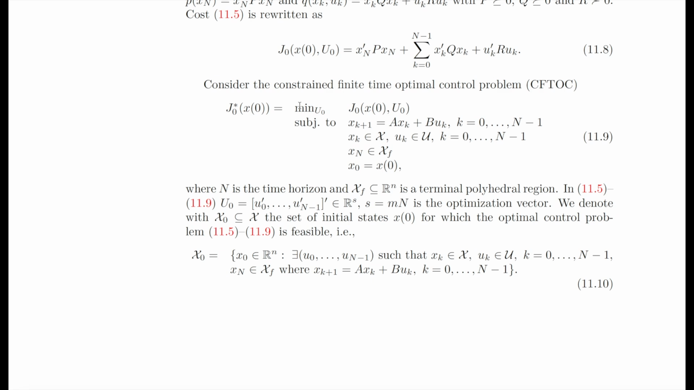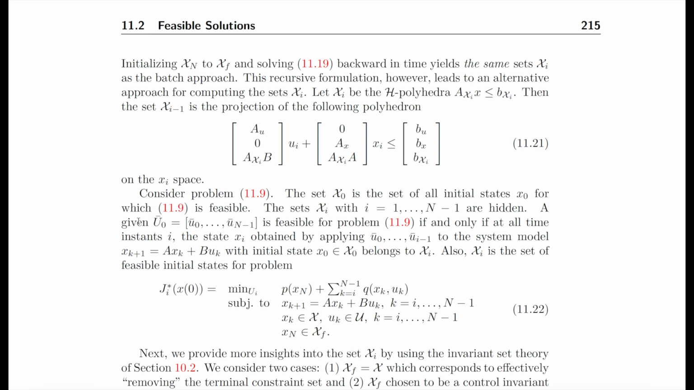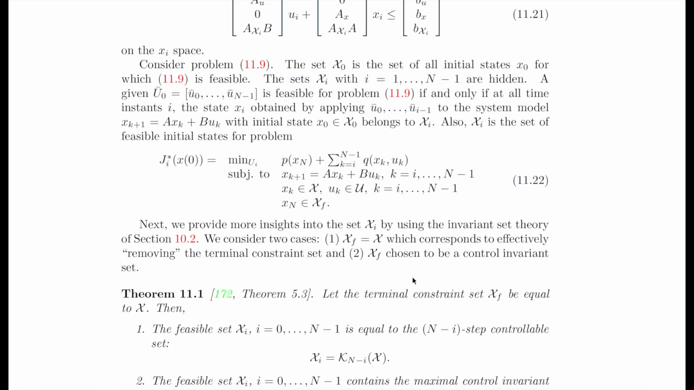So returning to the initial problem, we want to find the input U0 that minimizes this function with these constraints on the state, on the input, and on the terminal state. A given U0 is feasible for this problem if and only if at all times the states that we obtain by applying these control sequences with this system model are feasible in X_i. This is just to remind you how to find a feasible solution for this problem, so we have to respect these conditions.